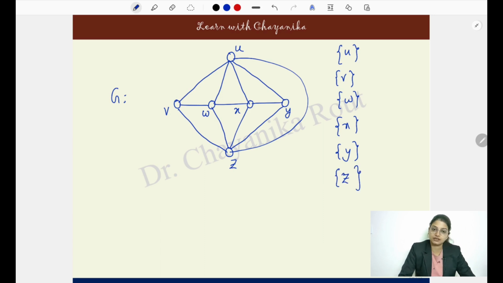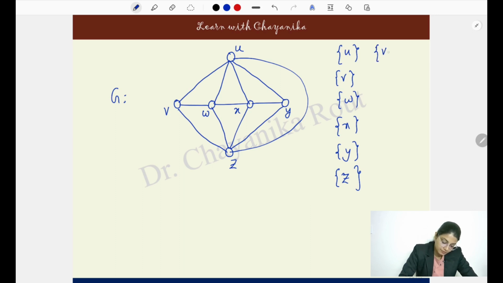Now what are the independent sets of size 2? As I can see, U is adjacent to V, W, X, Y and Z. So U cannot be extended any further because it does not maintain non-adjacency with any of them. Similar thing goes with Z also. Now let's see if any of these V, W, X and Y can be extended.